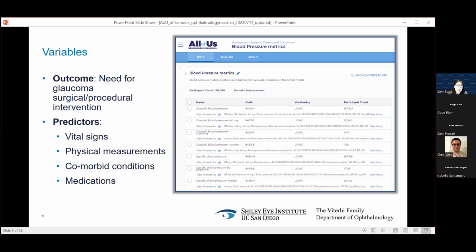It's a great resource. However, one of its drawbacks is it does not have a lot of information on systemic conditions like the conditions I mentioned, hypertension, diabetes, and so forth. So for researchers who are interested in understanding the connections between the rest of the body and the eye, that data source is going to be a little bit more limited.